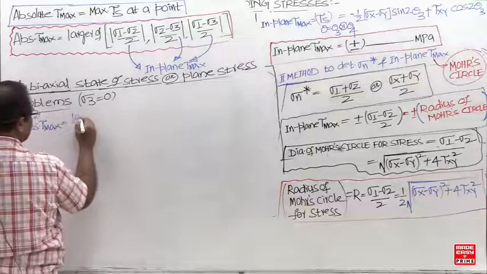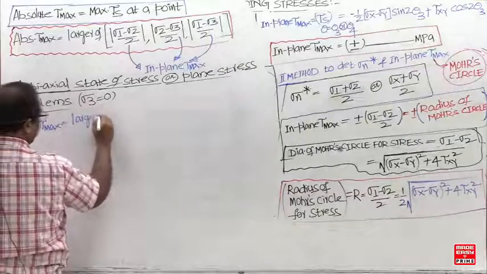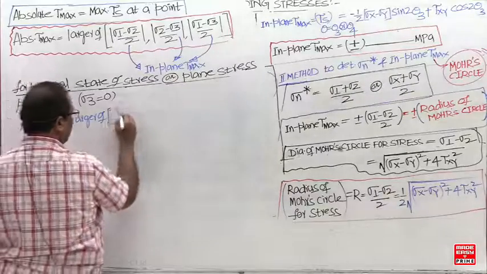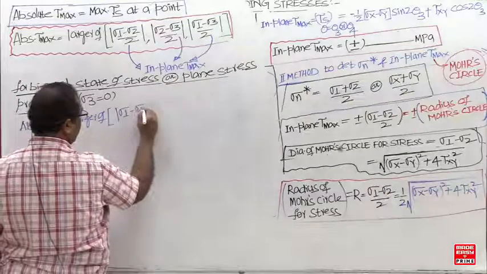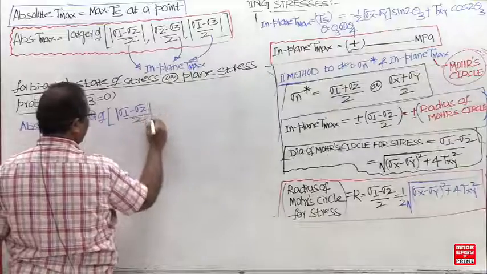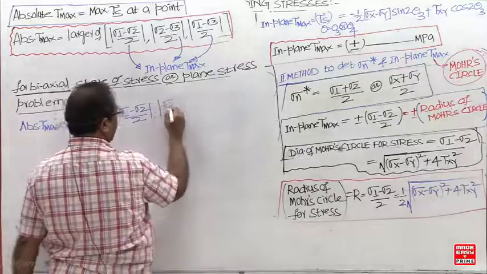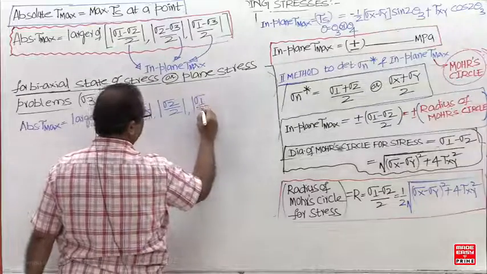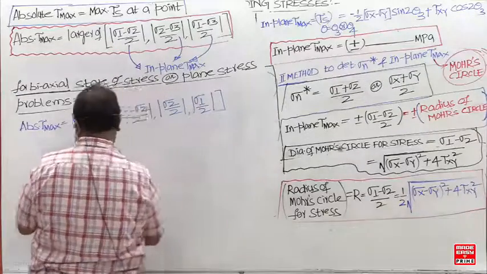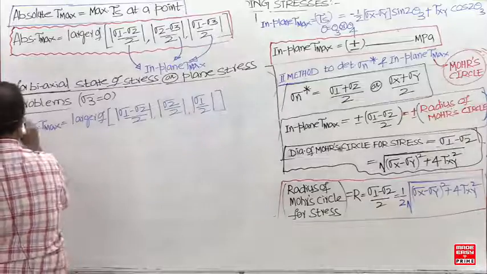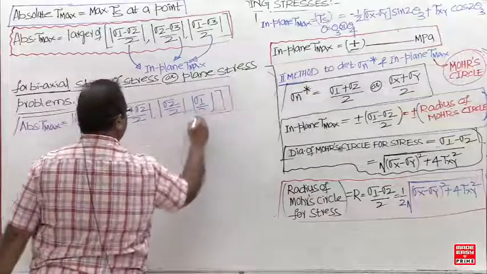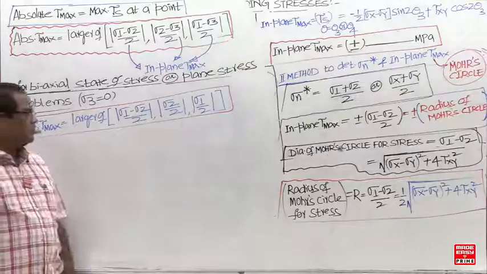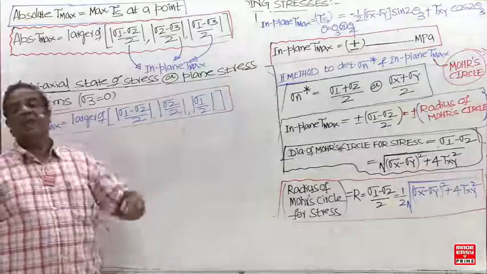If you make sigma 3 equal to 0, what is the absolute tau max now? Larger of... Now out of these three, which is the larger?